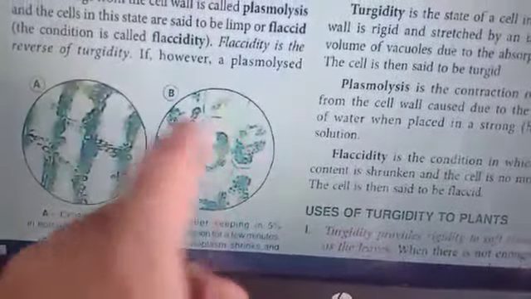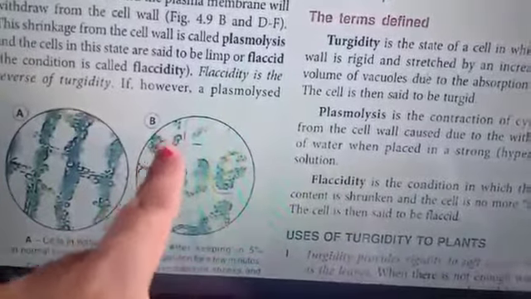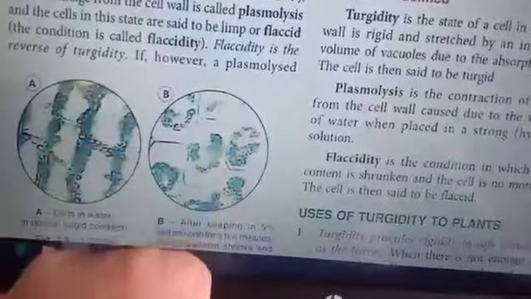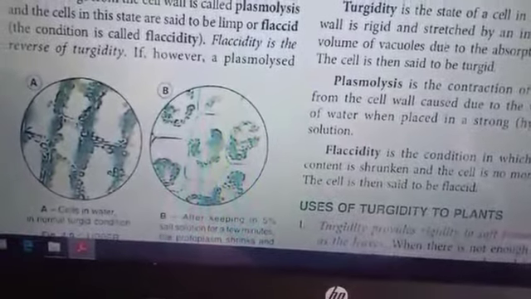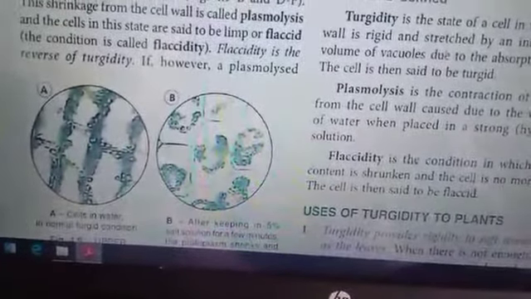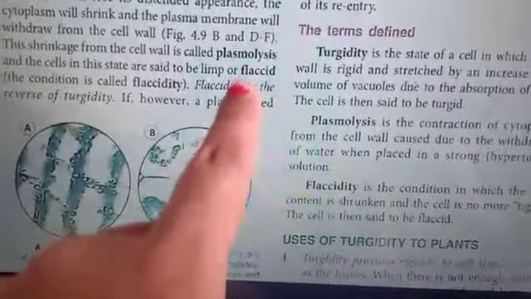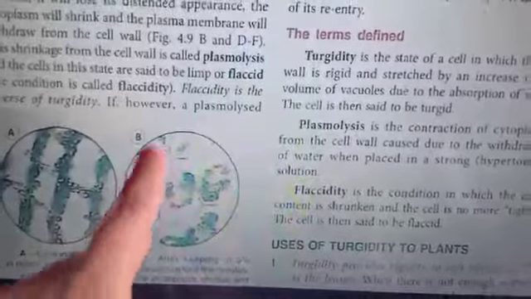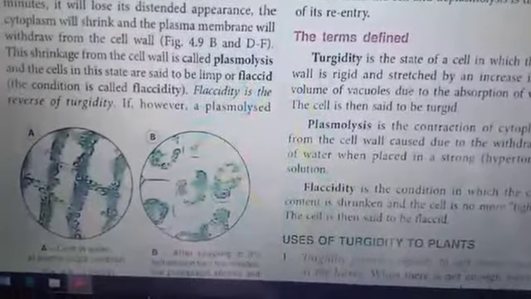When this kind of cell is placed in a salt solution, slowly the contents of the cytoplasm start shrinking, because the water moves out and the contents gather towards the center. Now this process is called plasmolysis, where the shrinkage of the cytoplasm takes place, and at the end the cell condition is called flaccid. Clear? Just a minor difference between plasmolysis and flaccid.